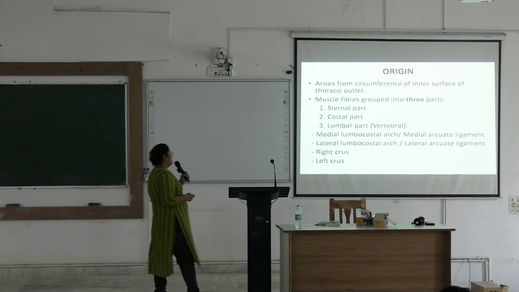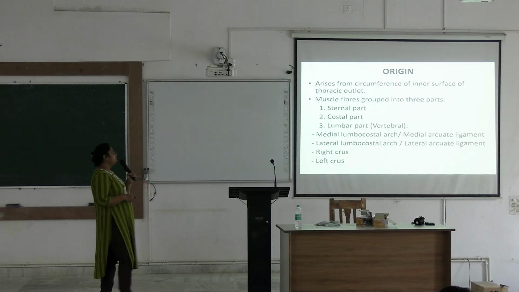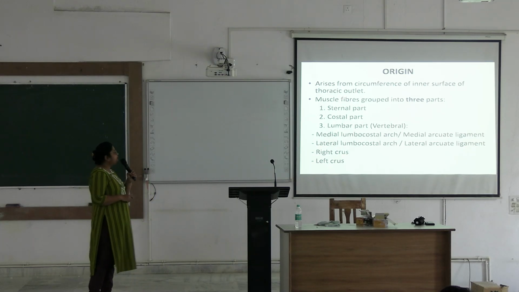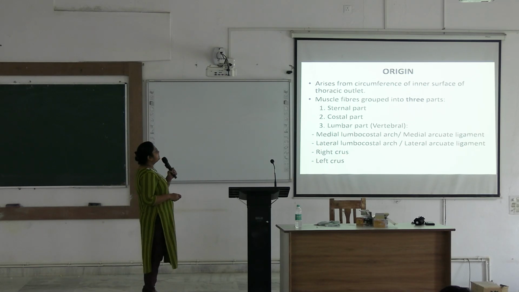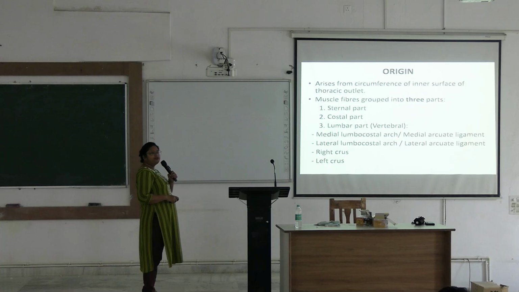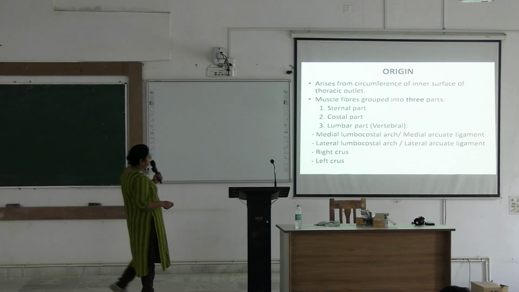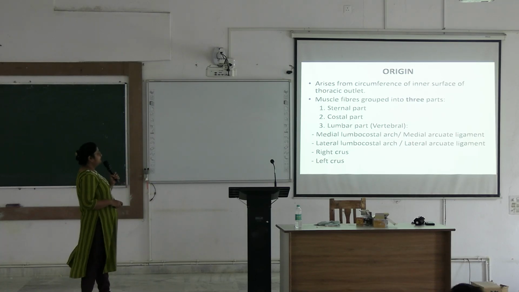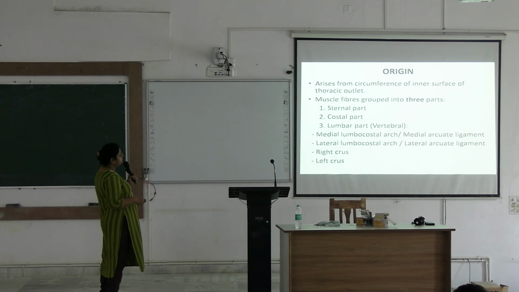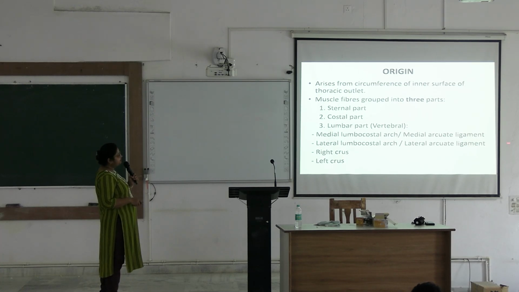So origin: it arises from the circumference of the inner surface of the thoracic outlet. Its muscle fibers are grouped into three parts. It has a sternal origin, costal origin, and vertebral or lumbar origin. And these ligaments also give origin to the diaphragm. Medial lumbocostal arch is the medial arcuate ligament. Lateral lumbocostal arch is the lateral arcuate ligament. Right crus and left crus. You can see here.